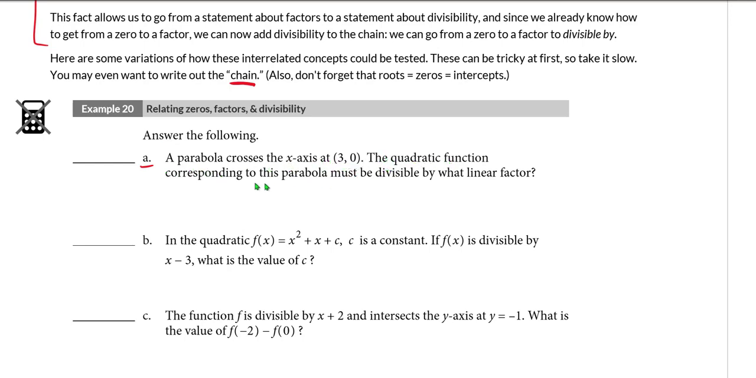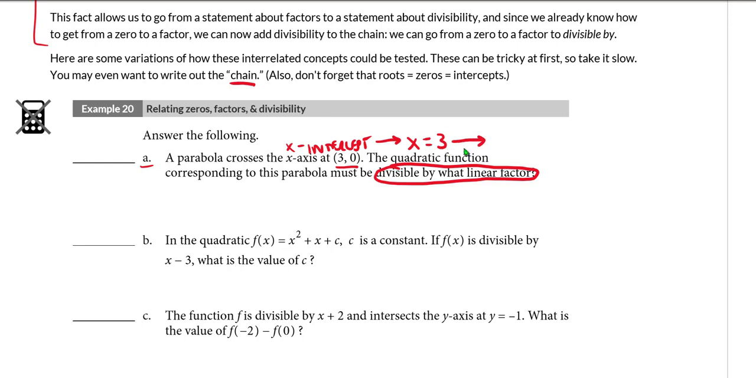The quadratic function corresponding to this parabola must be divisible by what linear factor? Okay, so you can see here we have an x-intercept. So that's where the chain starts, x-intercept. We know that the x-intercept is (3, 0). Well, remember, that means that x equals 3 is a root, or 0, right? We talked about that already in this section multiple times.